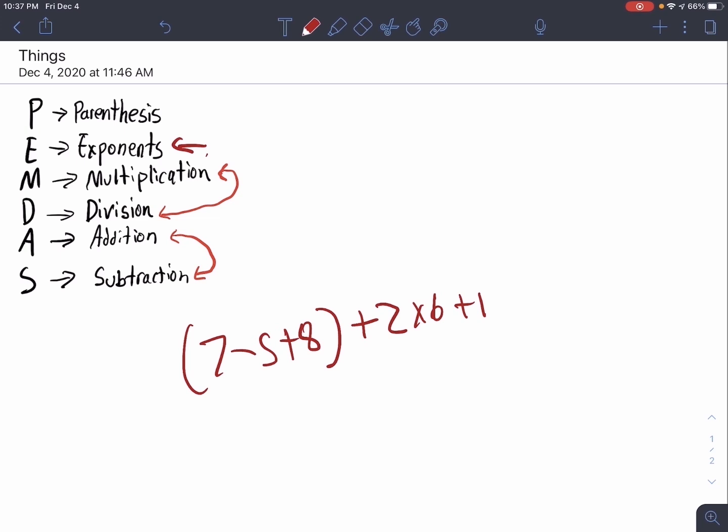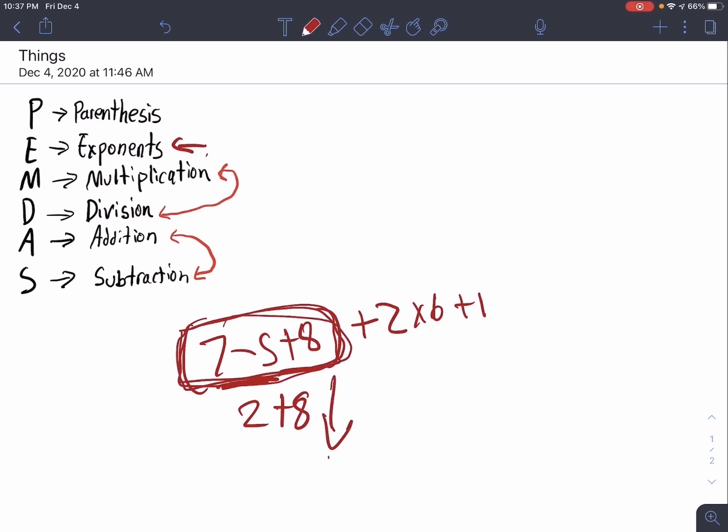Now you may see, this is exactly like the multiplication and division scenario. You may see addition comes before subtraction, so it must have higher priority. But no, addition and subtraction have the same exact priority. So you would do whatever comes first from left to right. So since 7 minus 5 comes before 5 plus 8, you would do 7 minus 5 first, which results in 2 plus 8, which is 10. So the answer to this part of the problem right here is 10.